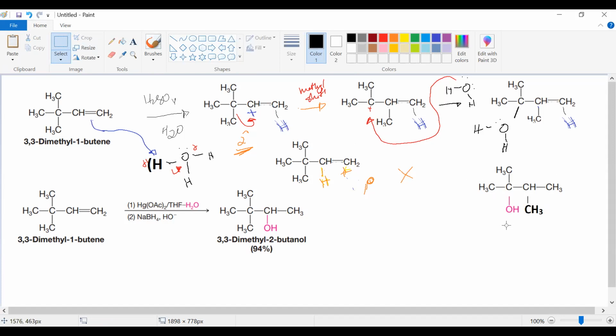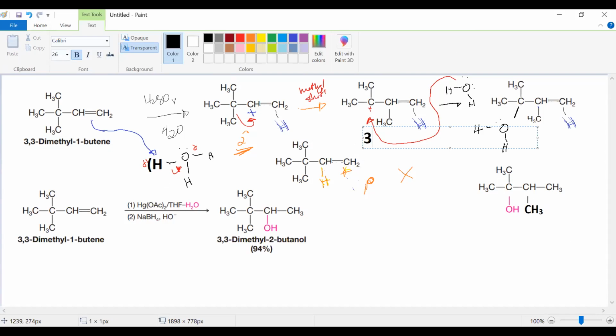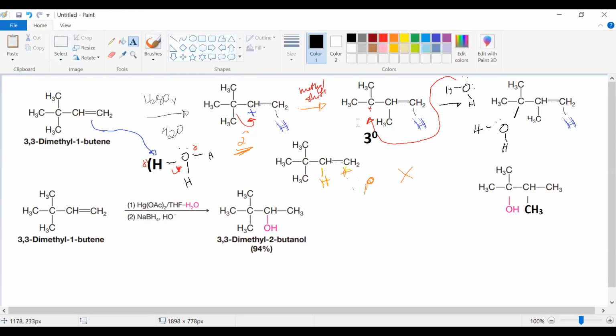Okay, you have your product here, but then you have a different product. So I just have to emphasize here, you get a 3 degree carbocation. That's why you have your methyl shift, to get your 3 degree carbocation. That's when the water can add here. There is what you call rearrangement. And you get your OH here. But what happens here is that your OH is on the 3 degree carbon and you have your CH3.